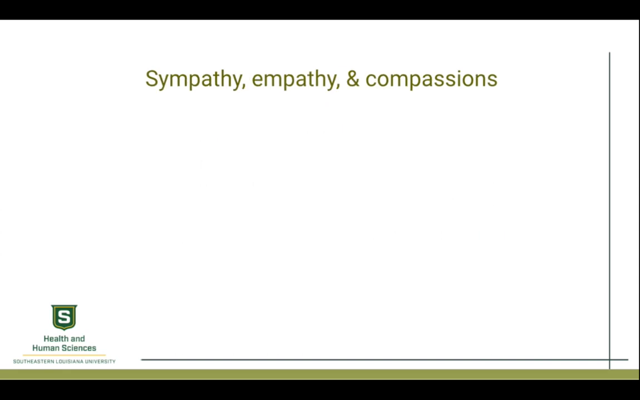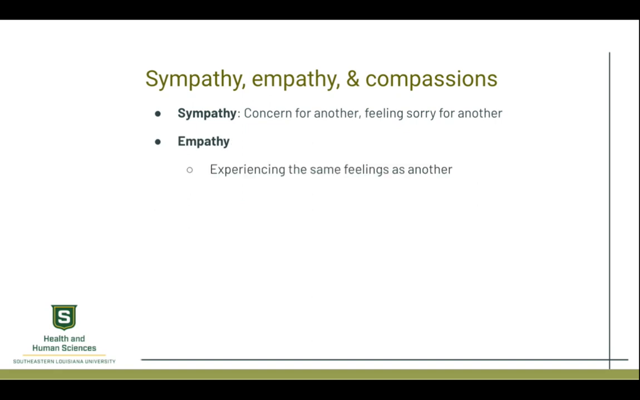Then you have sympathy, empathy, and compassion. With sympathy, you are showing concern for another. You're feeling sorry for them. With empathy, you're not just feeling sorry for someone else, you are feeling whatever it is that they are feeling. For example, if you see someone who is sad, you may feel sorry for them because they are sad, but that doesn't mean that you necessarily feel sad as well. So if you're feeling sorry for them or trying to understand, this is not a nice thing that happened to you, that would be sympathy. But when you start feeling sad in the same way that they're feeling sad, that would be empathy.